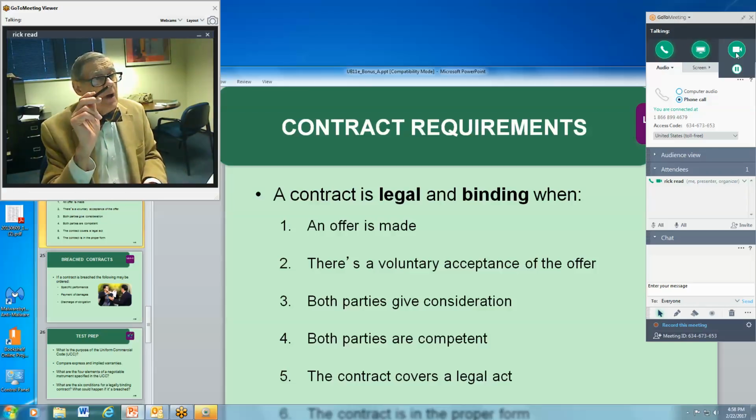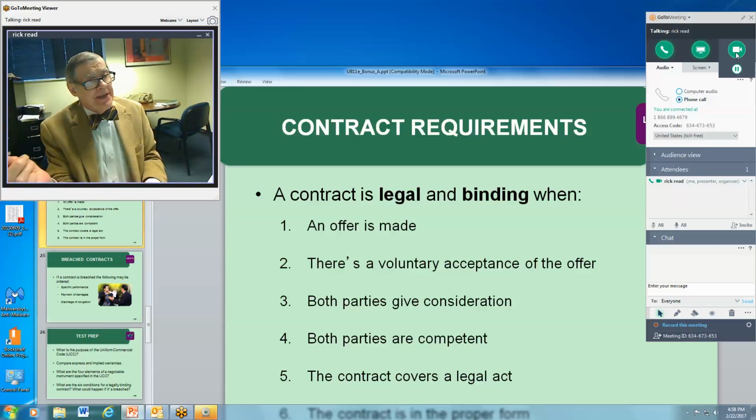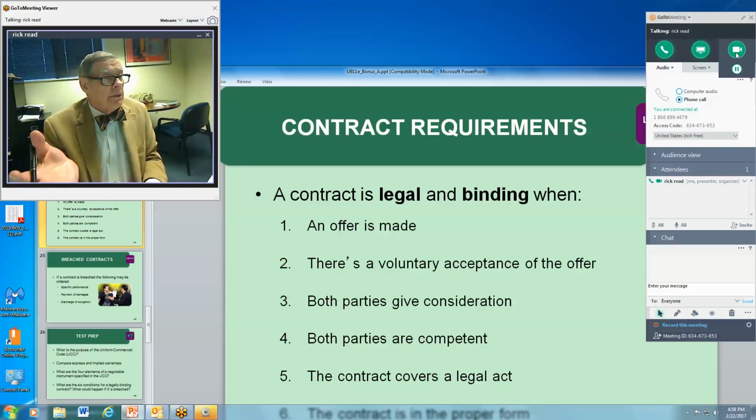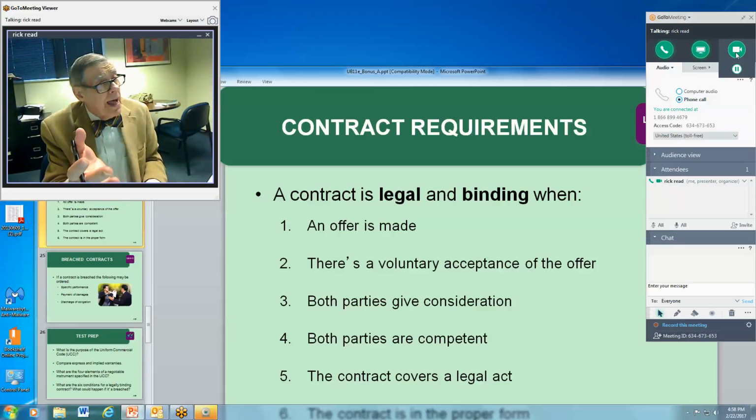The contract covers a legal action. So what this means is, if you're trying to sell something stolen, normally referred to in legalese as contraband, if you're trying to sell something that you've gotten from somebody else and it was stolen from somebody else, it's not a legal act. You're selling something that was stolen. Even if you don't know it was stolen, it's still not a legal act because what you're trying to sell was stolen. It was not procured legally.